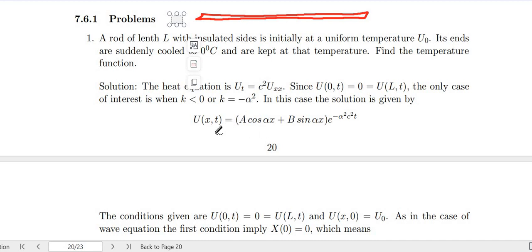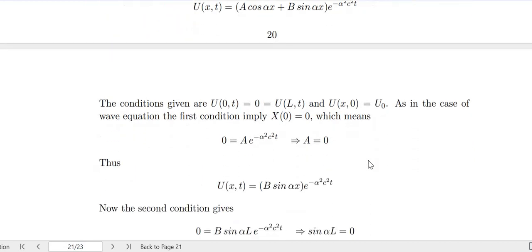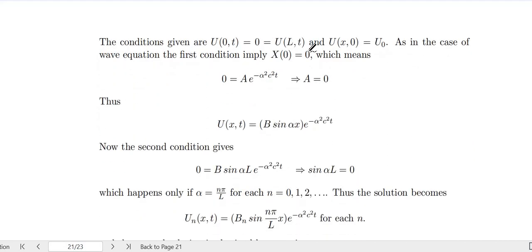So at that time we have found that the solution is u(x,t) = (a cos αx + b sin αx) e^(−α²c²t), and you need to find what is a, what is b, what is α. Okay, c is a fixed constant. So here the three conditions that we can use are: u(0,t) = 0, u(L,t) = 0, and u(x,0) = u0.